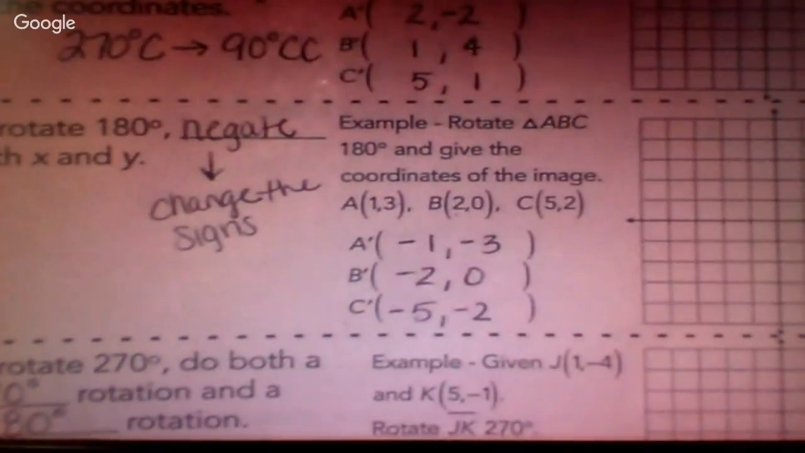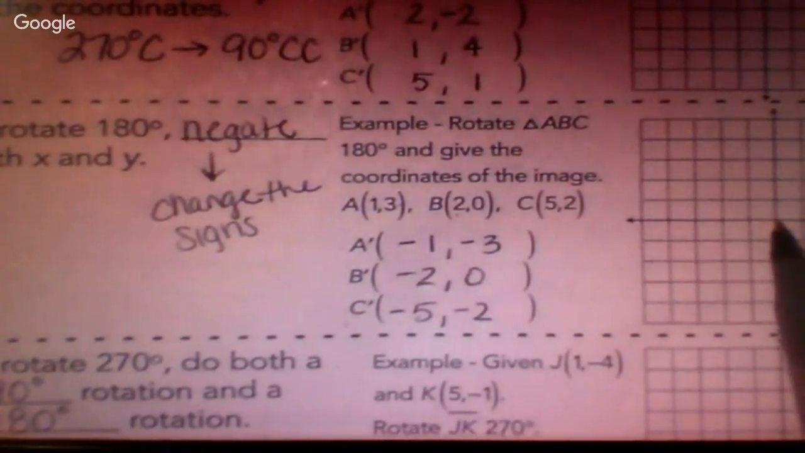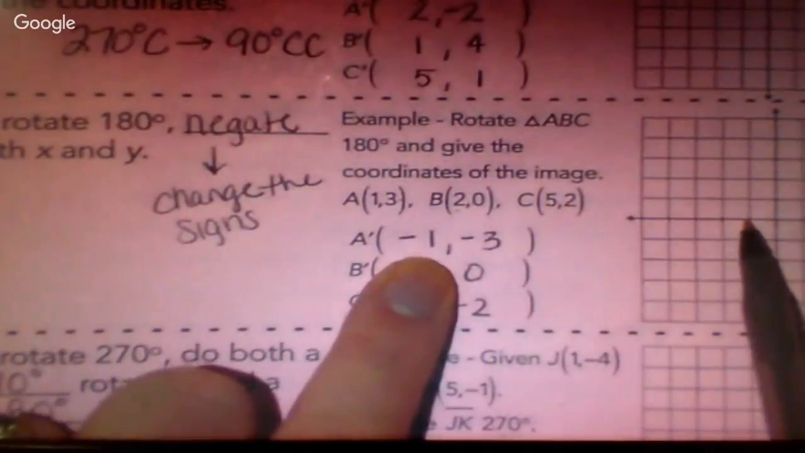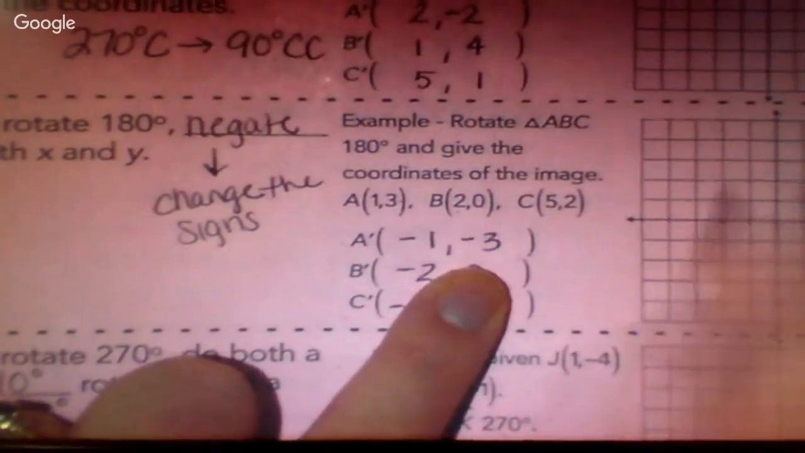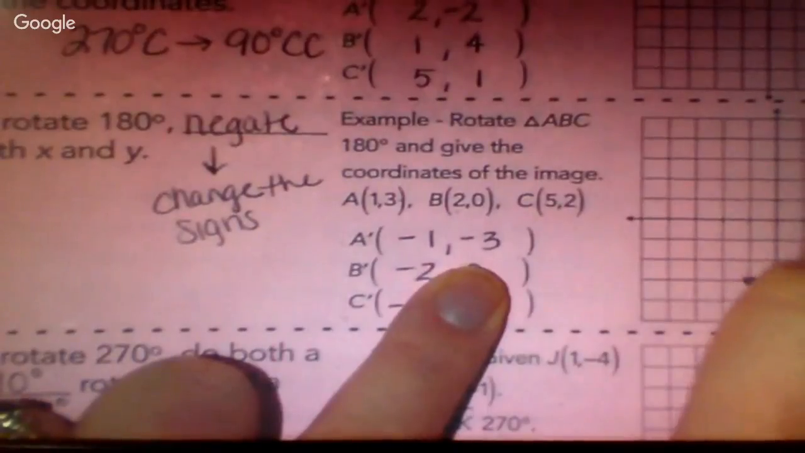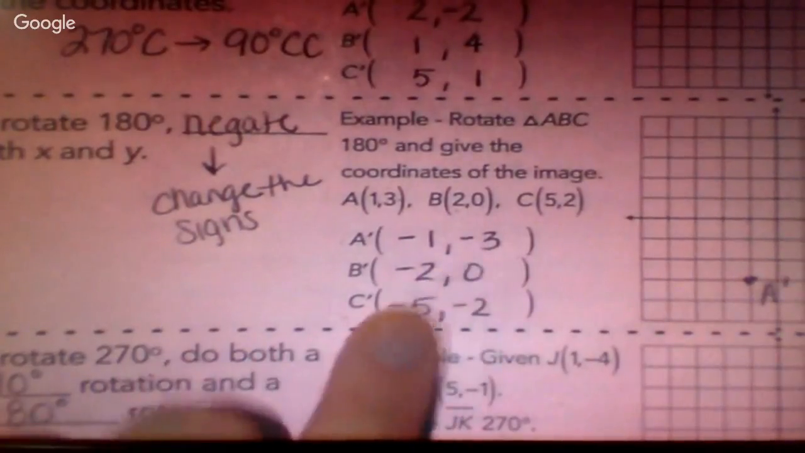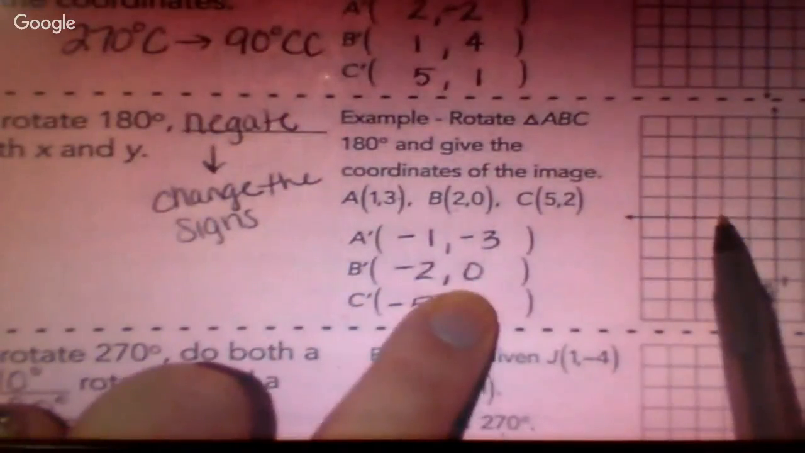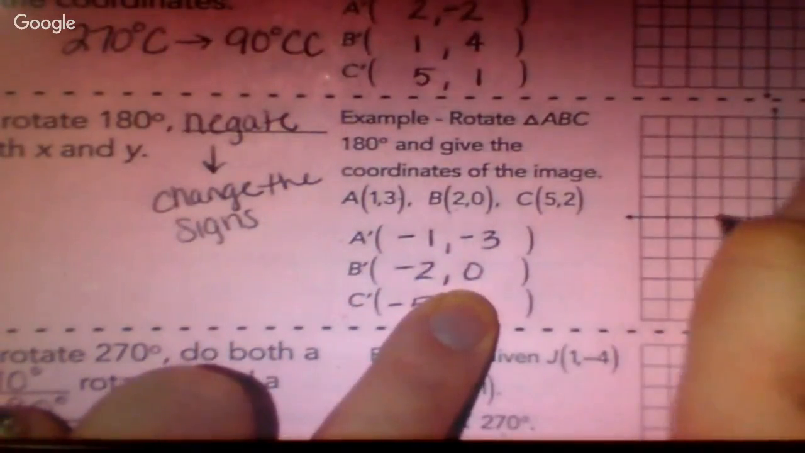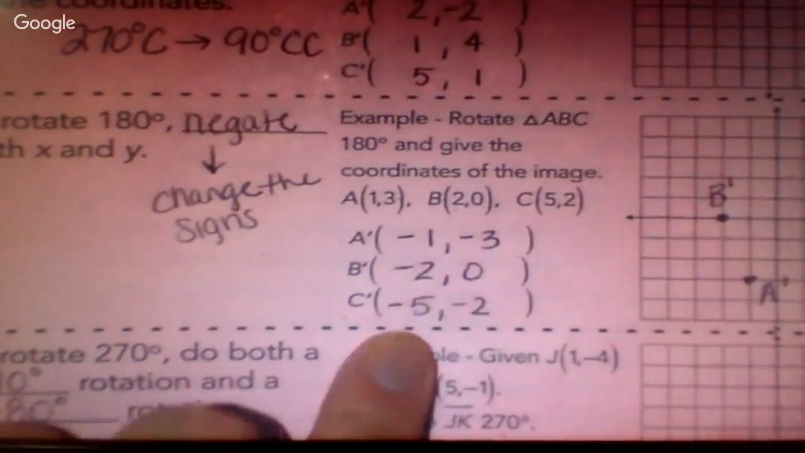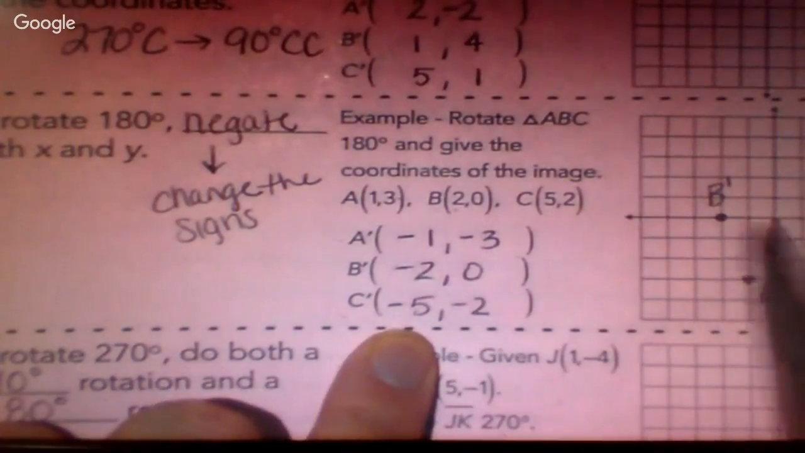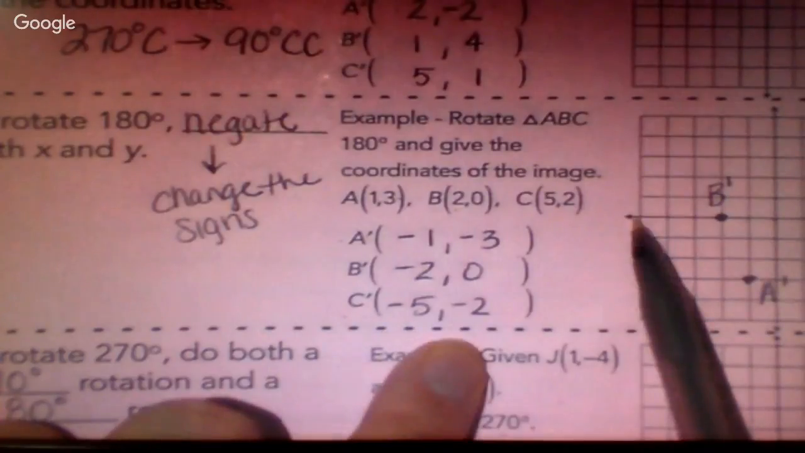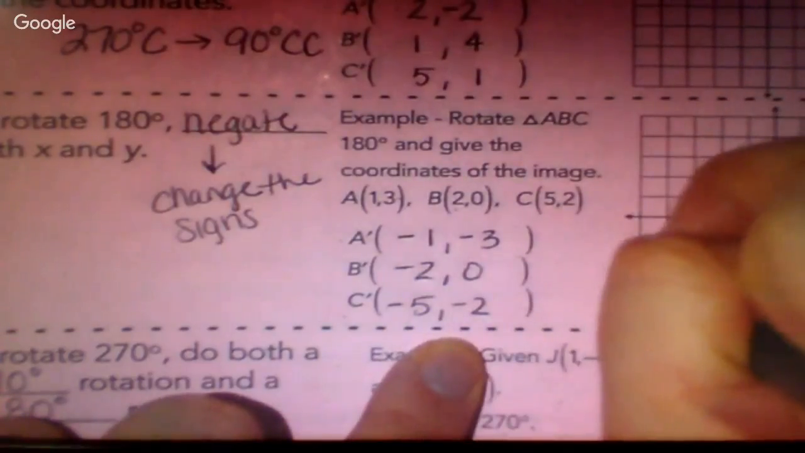Okay, if I'm plotting the point -1, -3, which way am I moving? Down. -1 first, so left 1, down 3. So here's A prime. B to the left by 2, and you stay on the line. Okay, C to the left 5 and down 2. Here is C prime.